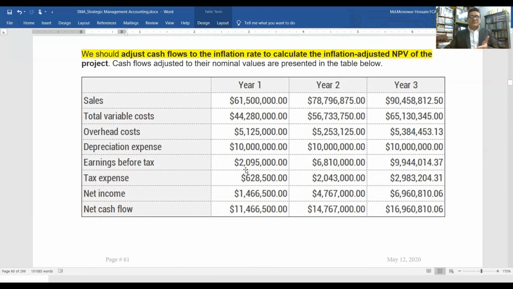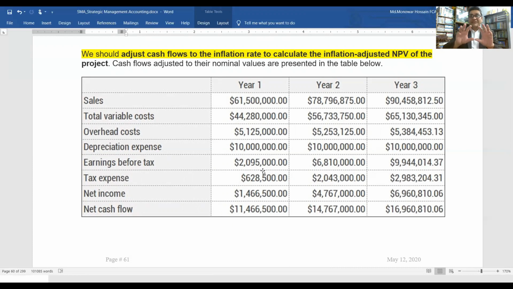Okay, so earning before tax is 2.095 million in the first year, and tax expense at 30% of 2.09 million comes to 6,28,500. If we deduct that from the earning before tax, we get net income of 1.466 million. With this figure, if we add 10 million, which is our depreciation, we get net cash flow of 11.466 million. Same way, second year 14.767 million, and third year 16.96 million.